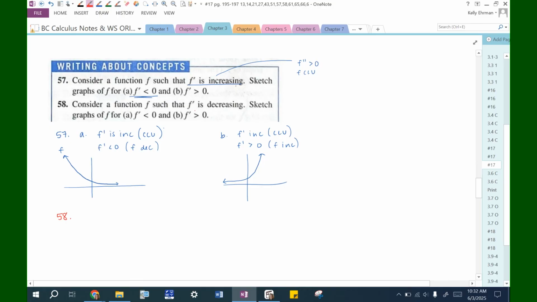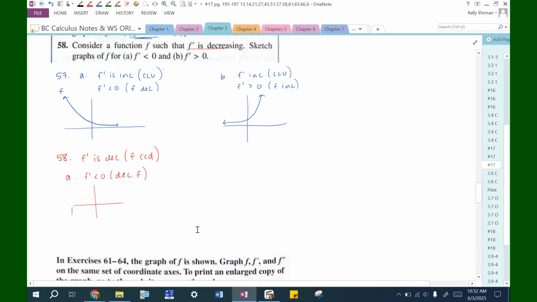All right, for the next problem, consider a function where f prime is decreasing. So f prime is decreasing. That tells me that f is concave down. And sketch the graph for part A, where f prime is less than 0. So f is decreasing, but concave down. So decreasing but concave down would be something like this.